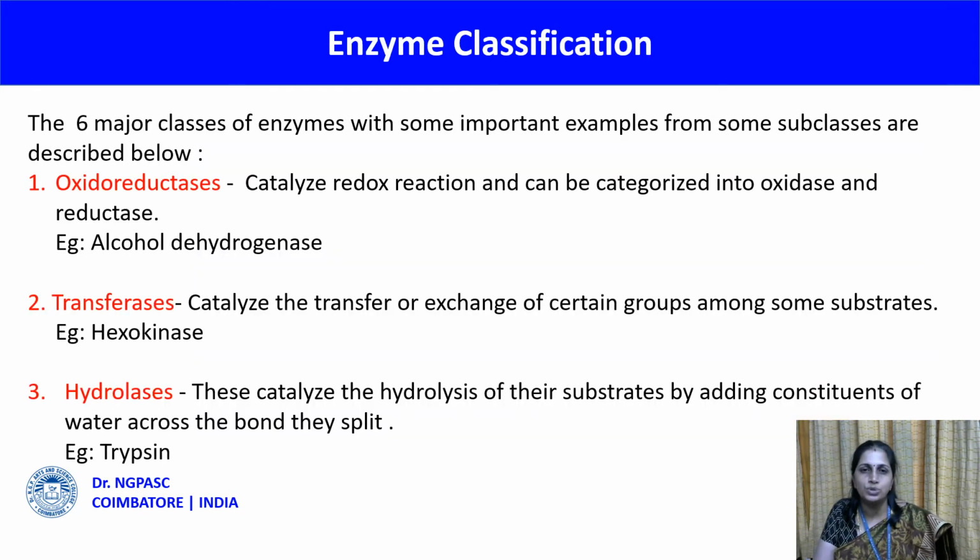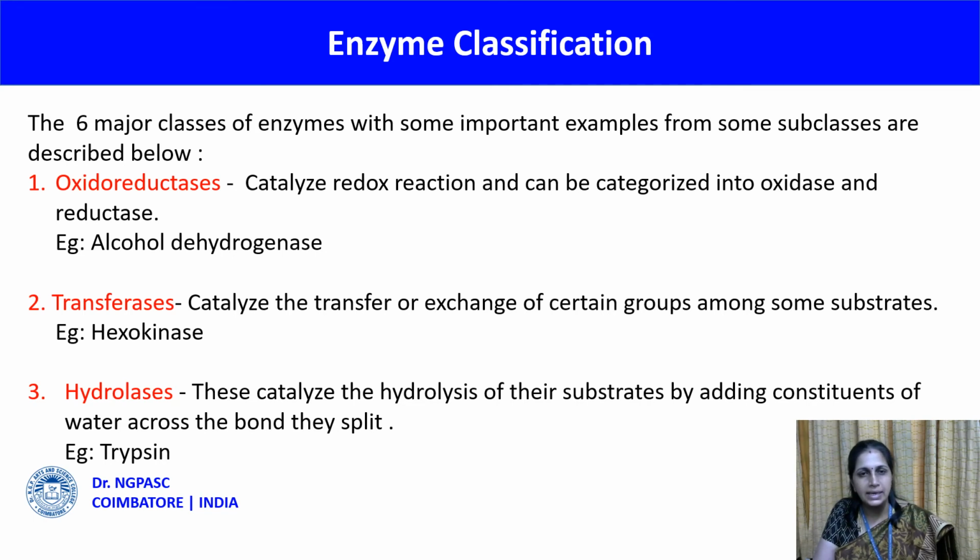Now let's move to classification of enzymes. The enzymes are classified in many ways. One such classification is based on the reaction they catalyze. Based on the reaction they catalyze, the enzymes are classified into 6 major classes: Class 1, 2, 3, 4, 5 and 6. First one is oxidoreductases.